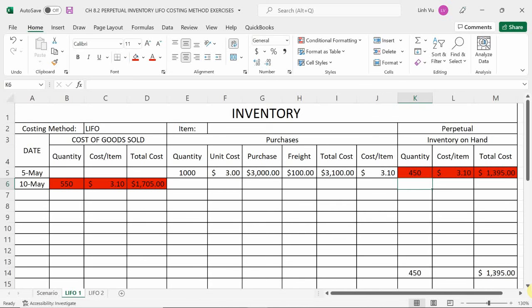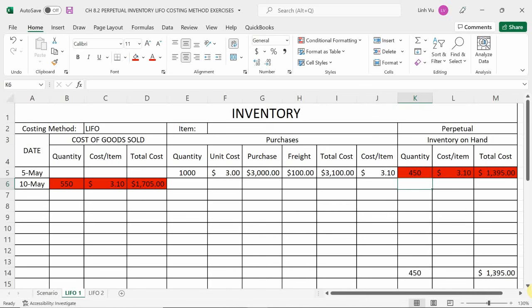If you do your calculations here, right, you'd be able to solve for the same exact answer, right? 1,000 units minus 550 is going to give you 450, right? If you take your 3,100 minus that 1,705, you are also going to get that 1,395. So in this case, right, instead of having to clutter your purchase area right here, you can simply go ahead and take it right out of your inventory, okay?